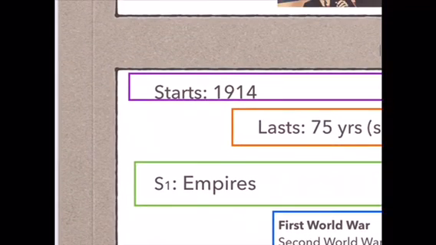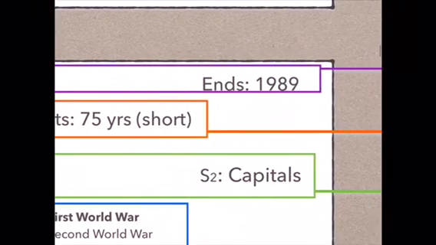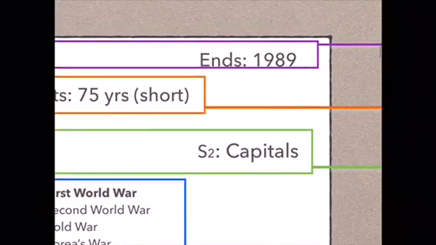In the beginning, empires are going to be ruling the world: the Russian Empire, the British Empire, the German Empire, and by the end, the great capitals, the great multinational companies are going to be ruling the world.